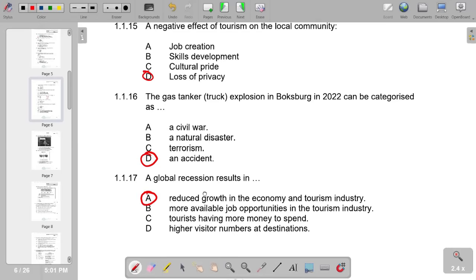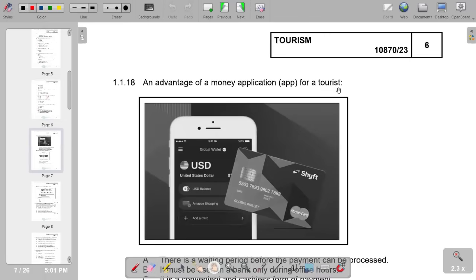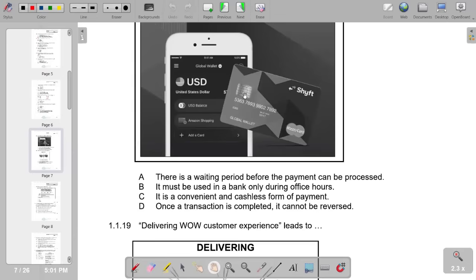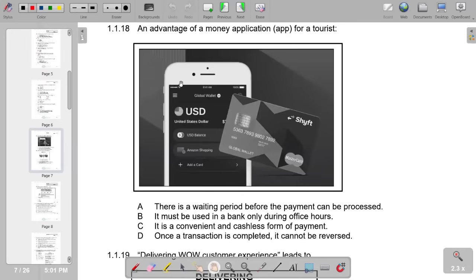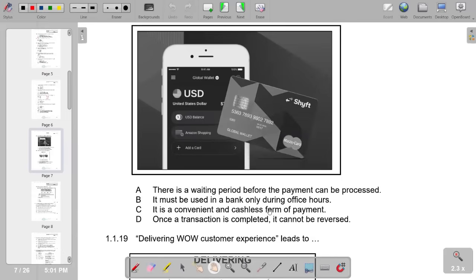So moving on to the next part, which is number 18. An advantage of a mobile application app for a tourist. So we are given a mobile application app. What is the advantage as required by the question? So you see that the correct response is that it is a convenient and cashless form of payment. We have C.